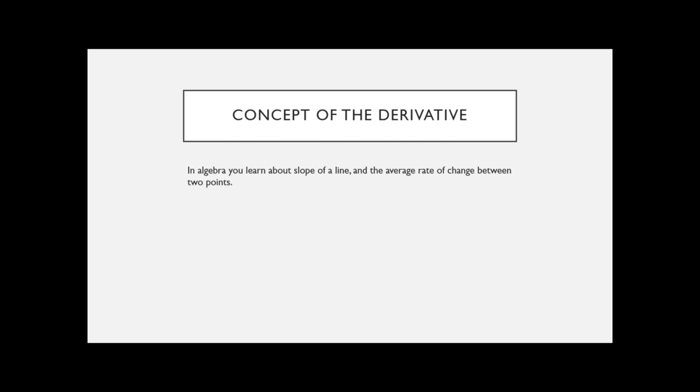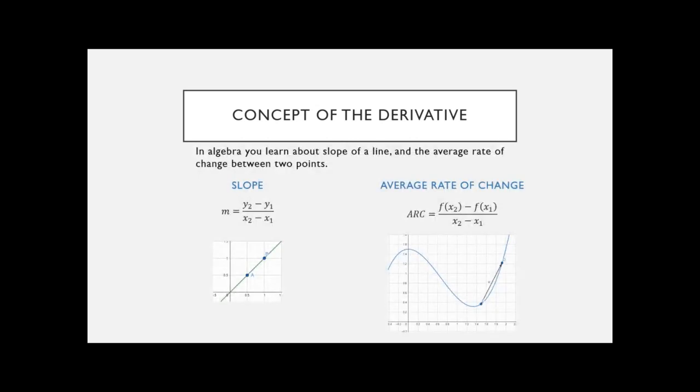The invention of the derivative was actually done by two people independently, Isaac Newton and Gottfried, or I think it's Gottfried Leibniz. I know for sure his last name is Leibniz. They both invented calculus at essentially the same time, and it's based off of this concept of finding average rate of change and slope. So we've got our slope formula, y2 minus y1 over x2 minus x1, and then we've got average rate of change, which is essentially the same formula, but it's not just for lines. You can use it for curves.